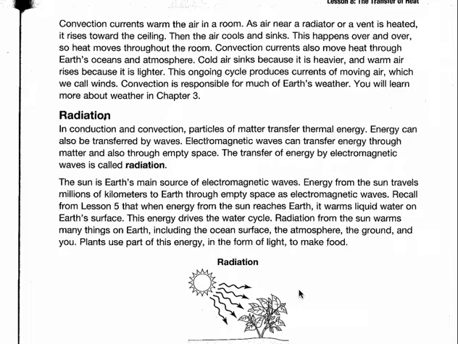Convection currents also move heat through Earth's oceans and atmosphere. Cold air sinks because it is heavier, and warmer air rises because it is lighter. This ongoing cycle produces currents of moving air, which we call winds. Convection is responsible for much of Earth's weather. You will learn more about weather in Chapter 3.